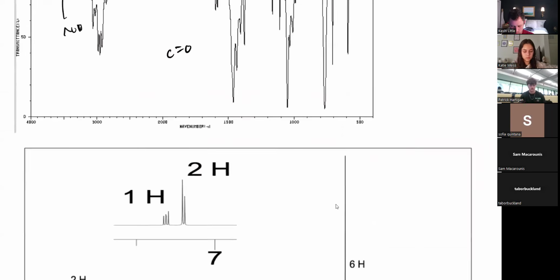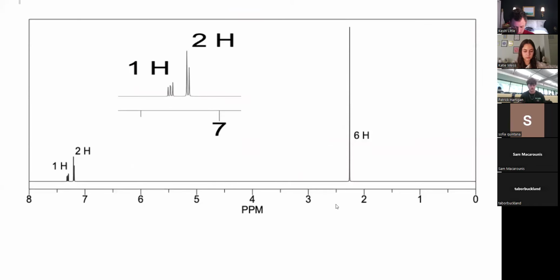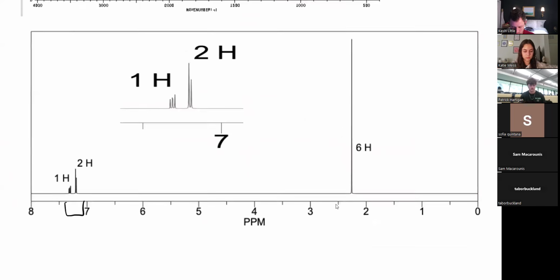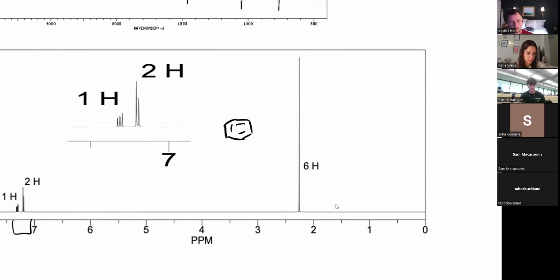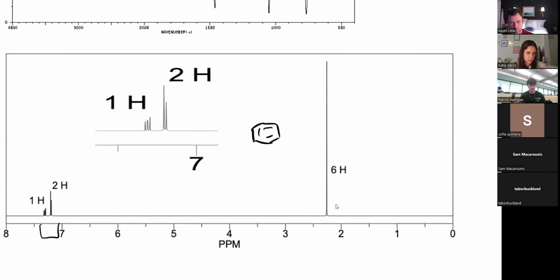So I probably do have a benzene. I have peaks around 7. And I have a tri-substituted benzene. I have 3 things on my benzene. So I get a benzene with only 3 hydrogens on it and 3 R groups.